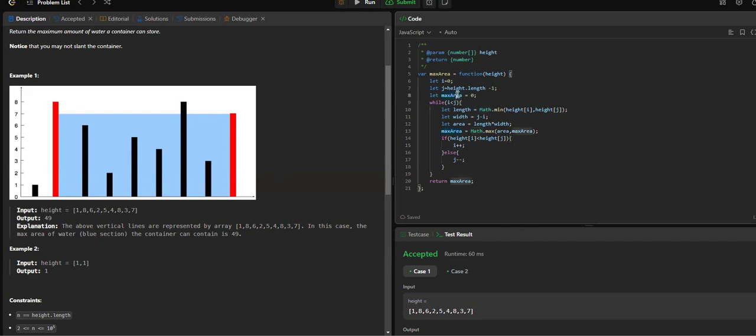And the time and space complexity. Time complexity is big O of n, and in space we didn't use any extra space like an array or something. So it's constant, big O of 1. That's about the problem.